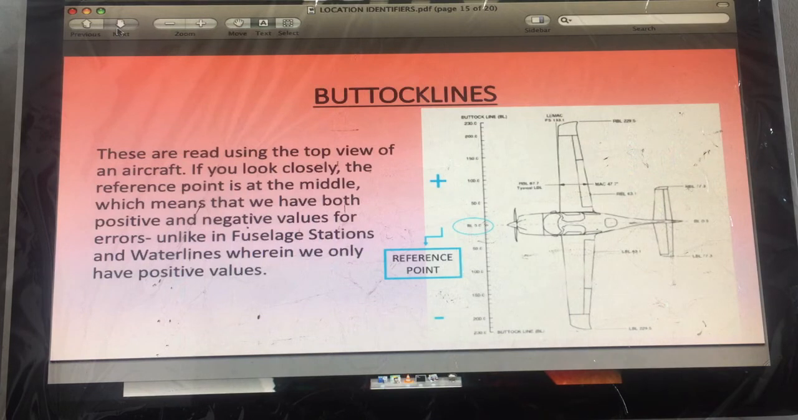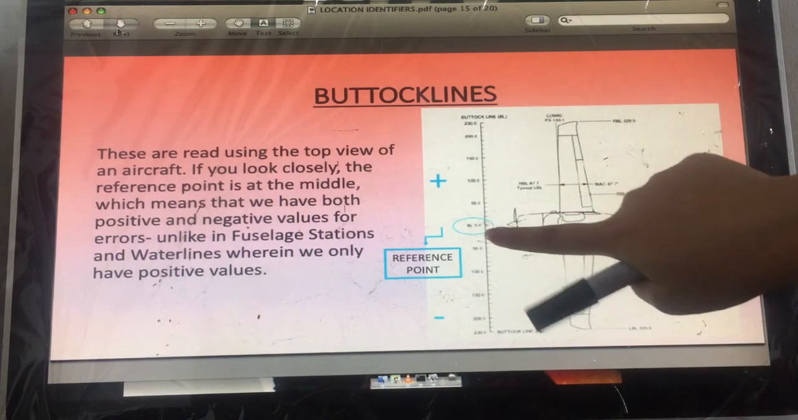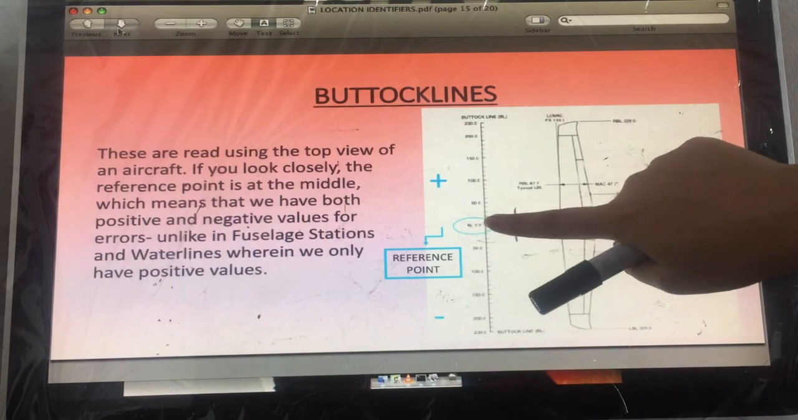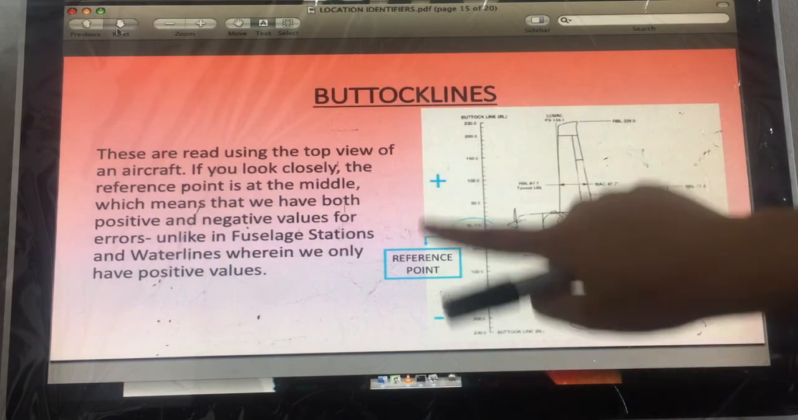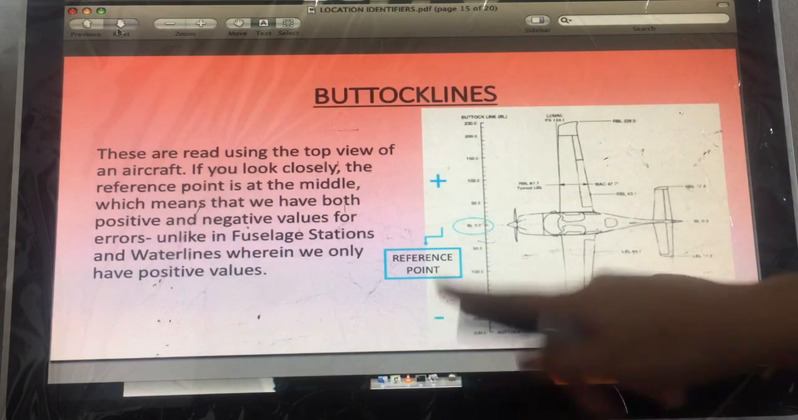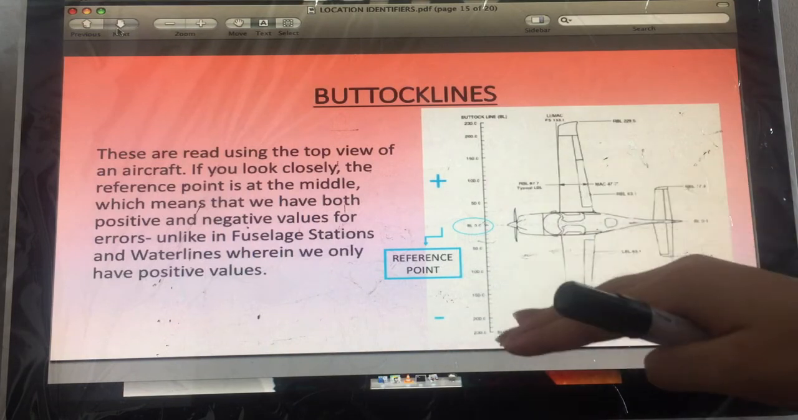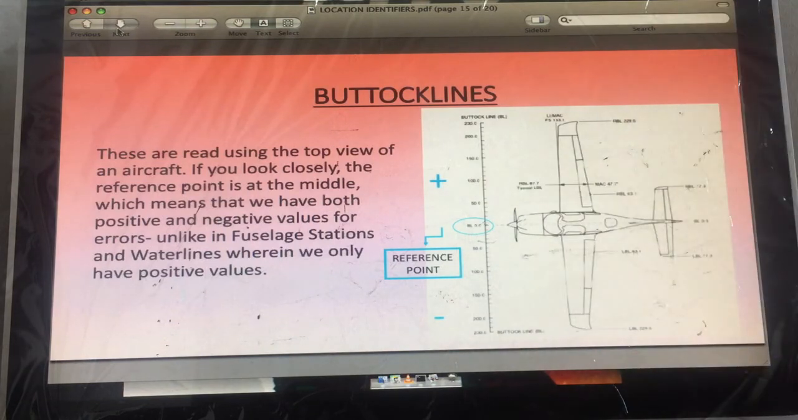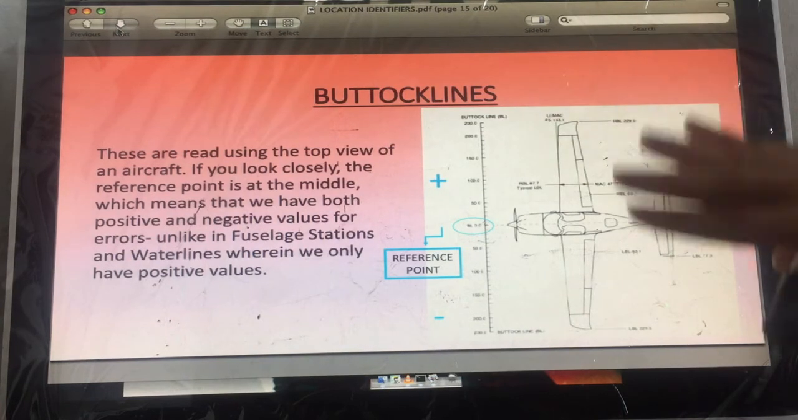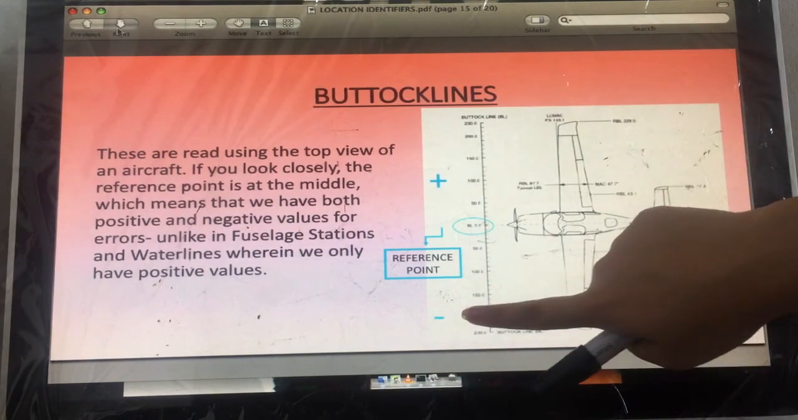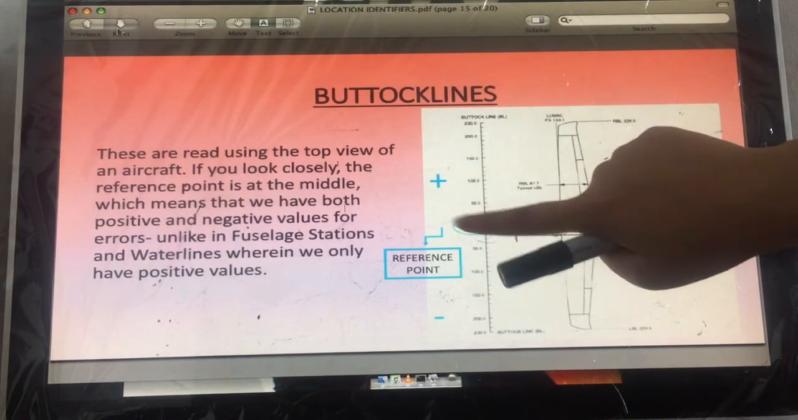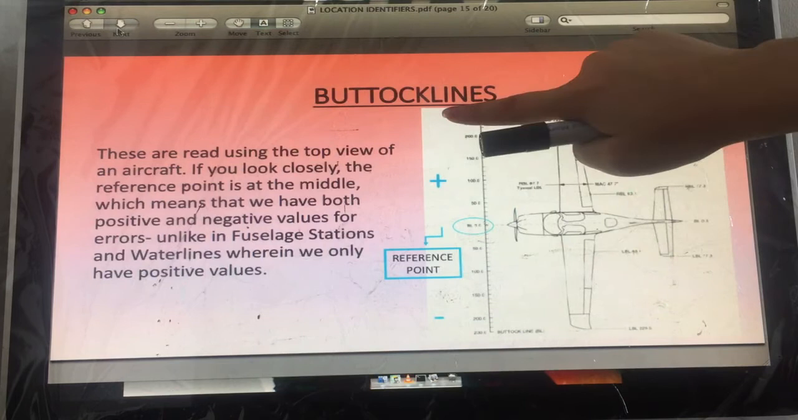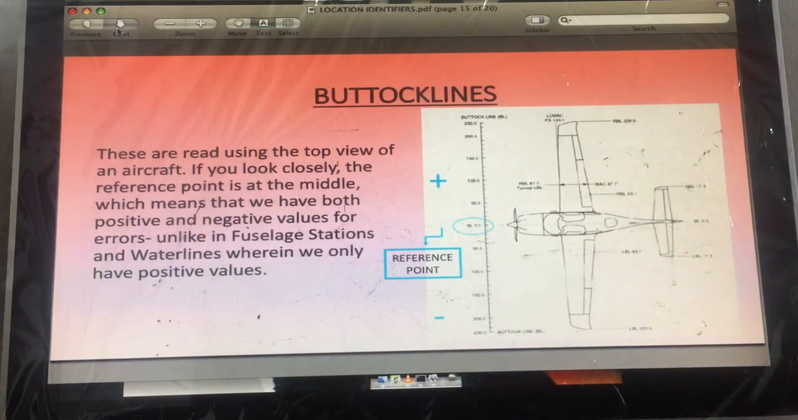If you look closely, the reference point is at the middle. So, this is 0, 0. Ito ang 0, 0, nasa gitna. It's the center of the aircraft. Which means that we have both positive and negative values for errors. Unlike sa fuselage stations and water lines, positive lang. So, ito yung pagkakaiba ng Buttock Lines. We use the top view, plus we have negative values. So, this is the reference 0, of course, this is the reference point. So, lahat ng sa taas ay positive, lahat ng sa baba ay negative, syempre.